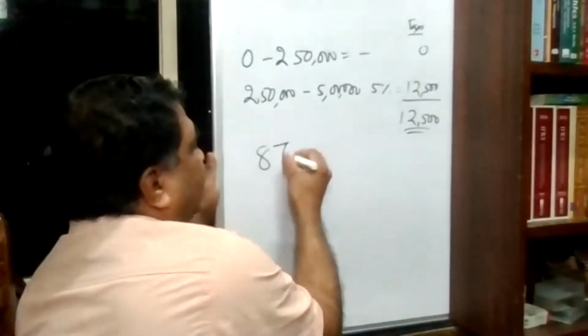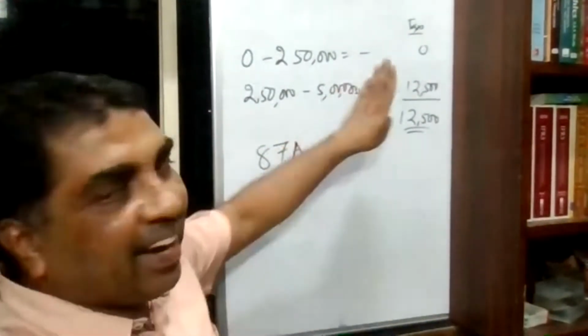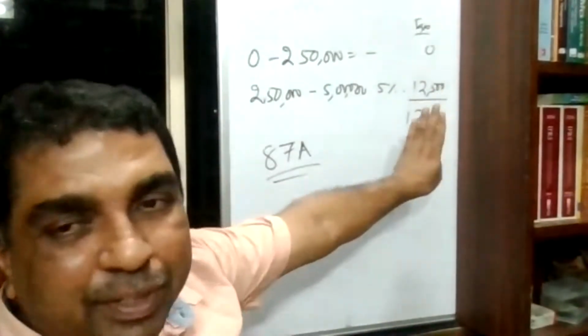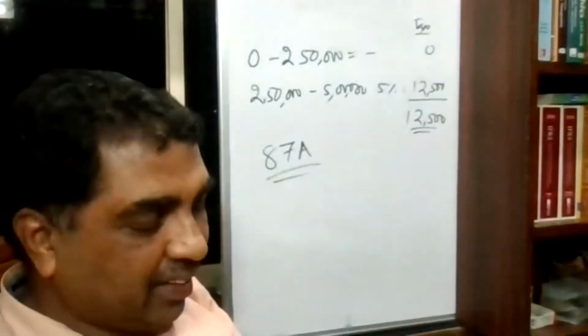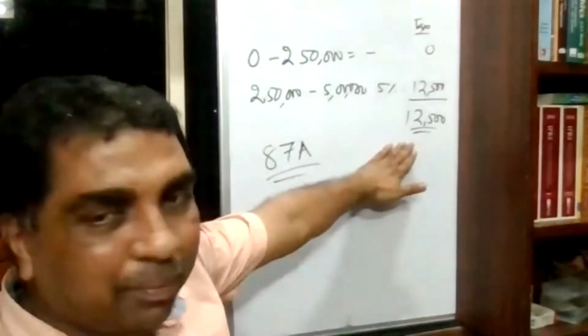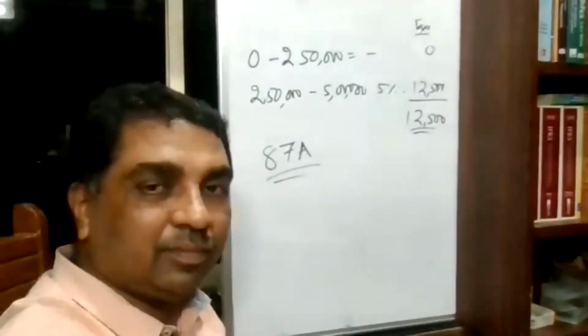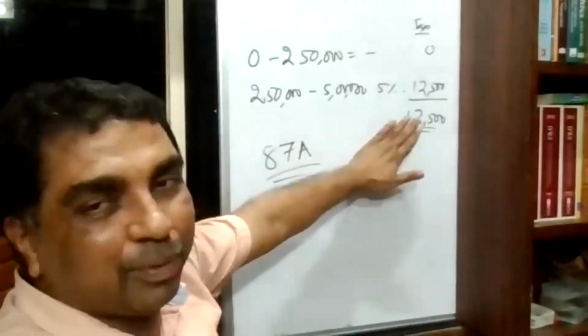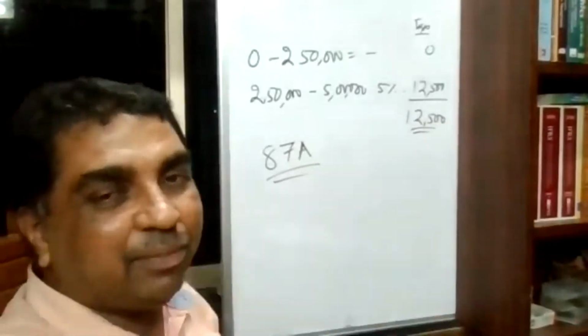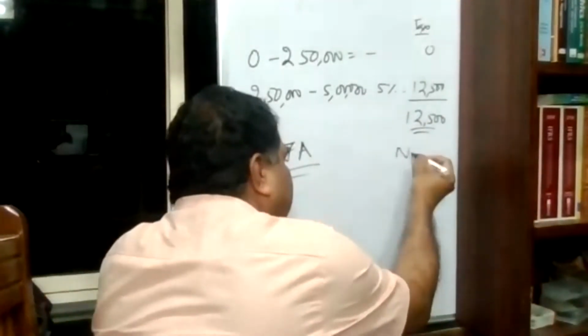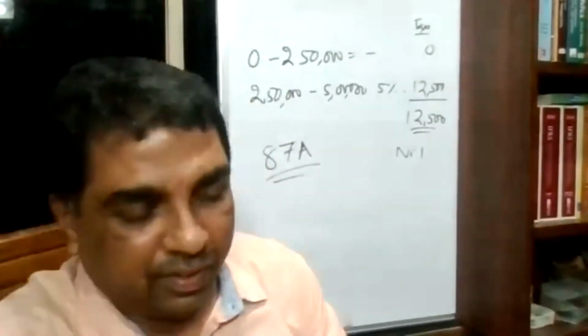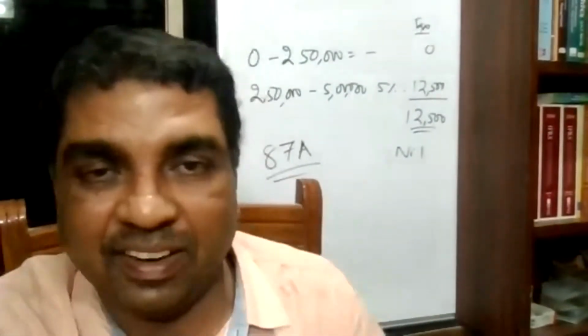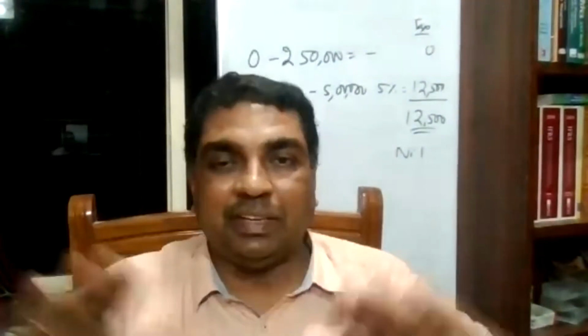But what does section 87A say? Entire tax amount or 12,500, whichever is less will be allowed as a rebate. That means 12,500 will be given as a rebate. So for 5 lakh rupees, the entire 12,500 rupees will be given as a rebate. Consequently, the tax amount will be nil. Therefore, even if a slab rate is there, if a resident individual has income up to 5 lakh rupees, his tax liability will be nil.